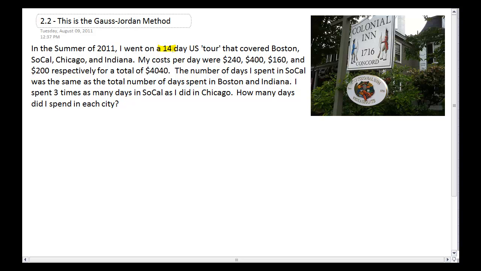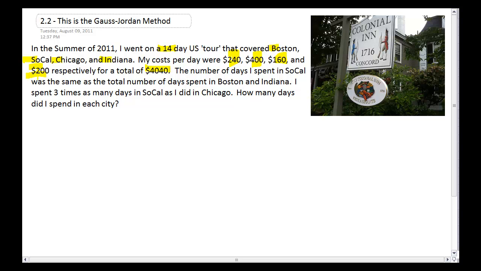I went on a 14-day U.S. tour. I was in Boston, SoCal, Chicago, and Indiana, so let's use B, S, C, and I. My Boston costs were $240. My SoCal costs were $400 a night. In Chicago, I spent $160 each night. And in Indiana, I spent $200 for a total cost of $4,040.